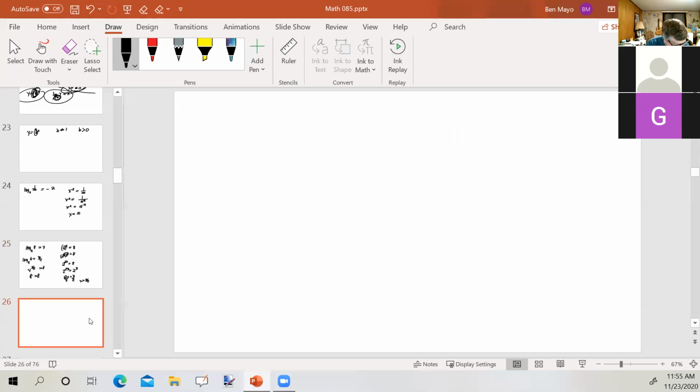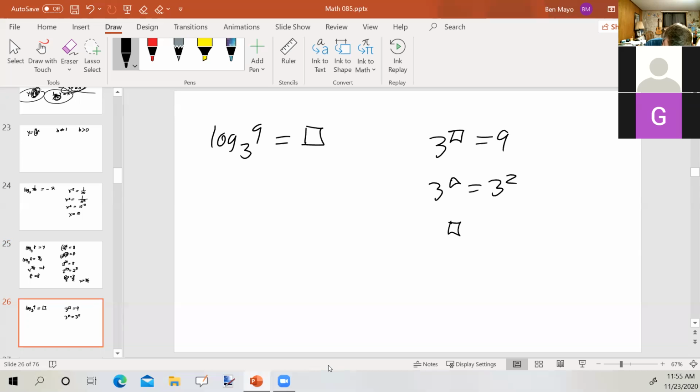Okay. Now we're going to evaluate each logarithmic expression. Log base 3 of 9. Well, let's see. I'm going to make that equal to some unknown box. If I take this and change it to an exponential equation, I get 3 to the box equals 9. You see how I got there? Yeah. But 9 is 3 squared, therefore the box equals 2. So log base 3 of 9 equals 2, because 3 squared equals 9.